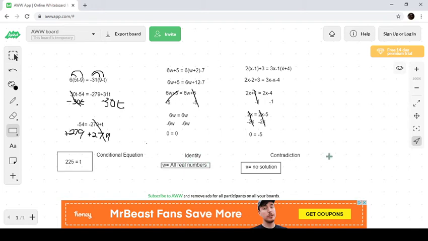And so that's an identity. Contradictions, you can't ever make these things balance out. No matter what you plug in for x, they are never going to balance out. And so there's no solutions.